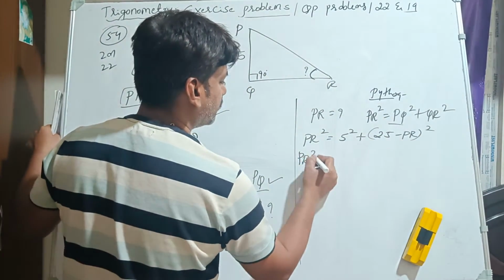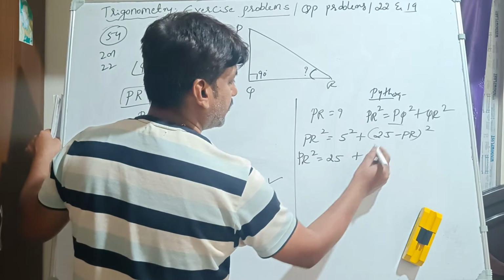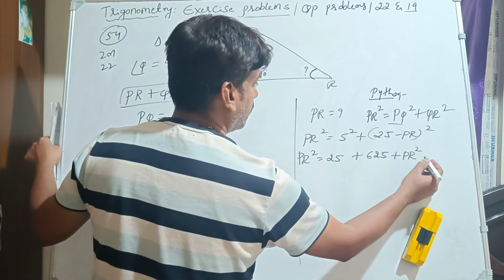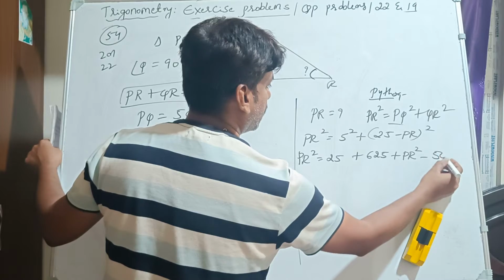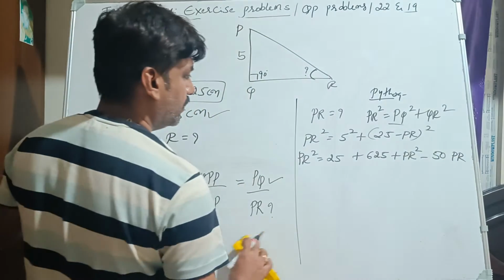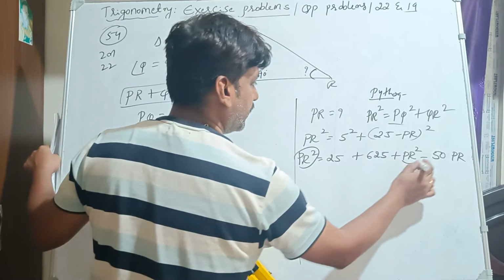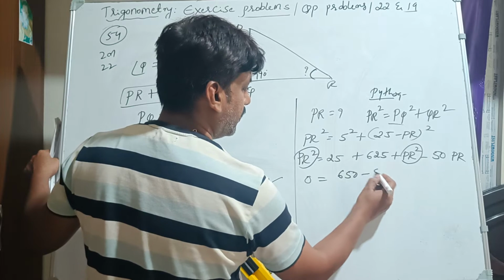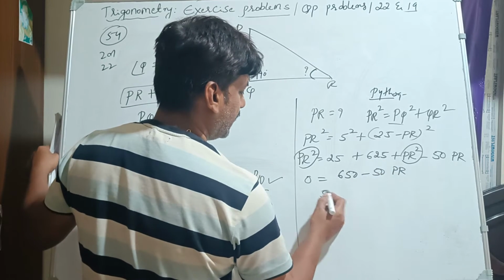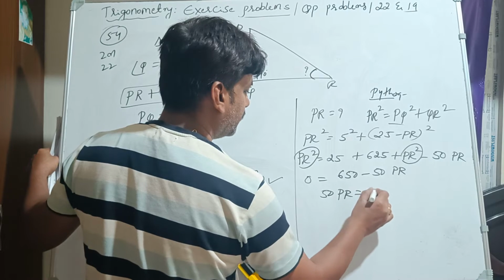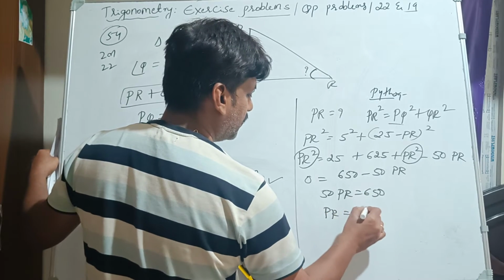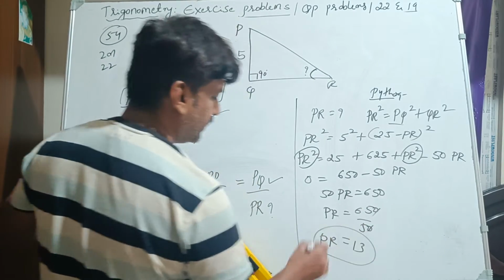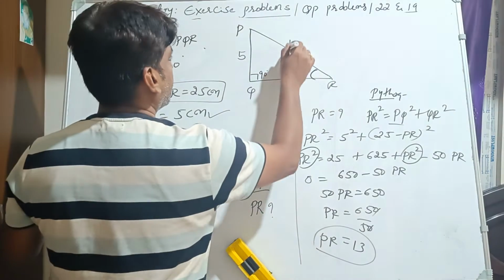So this can be written as PR square is equals to 5 square means 25, plus 25 square means 625, plus PR square minus 2AB, 2 into 25 is 50 PR, right? So PR square and PR square are the same, they get cancelled. So 625 plus 25, 650, minus 50 PR. So 50 PR is equals to how much? 650. So PR value is equals to 650 divided by 50. So it is 5 ones are 5, 13. PR value we came to know that it is 13.